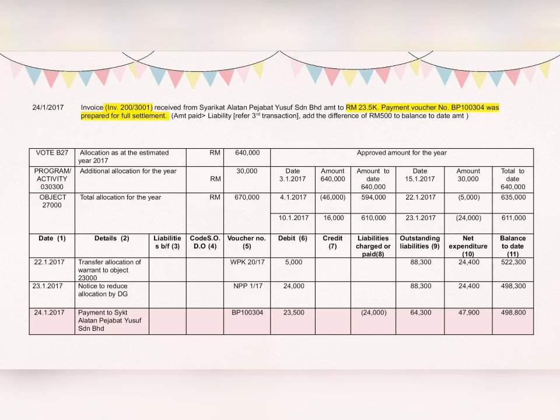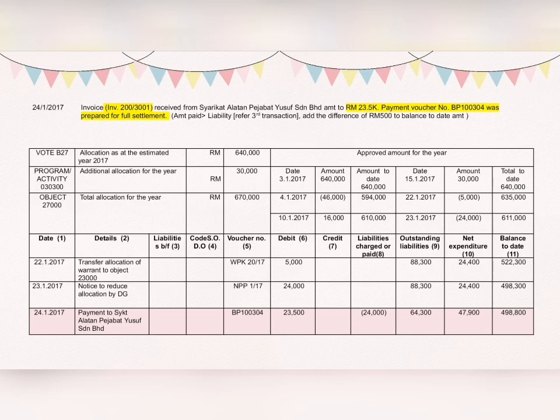So for this type of expenditure, we will record the amount of 23,500 under debit column and record the full amount of liability, which is 24,000 in bracket under column 8. Why? Because the liability incurred on January 7 of 24,000 ringgit is fully settled, so we will eliminate this liability from the outstanding liabilities. And now the expenditure will increase by 23,500 as this is an expenditure incurred.